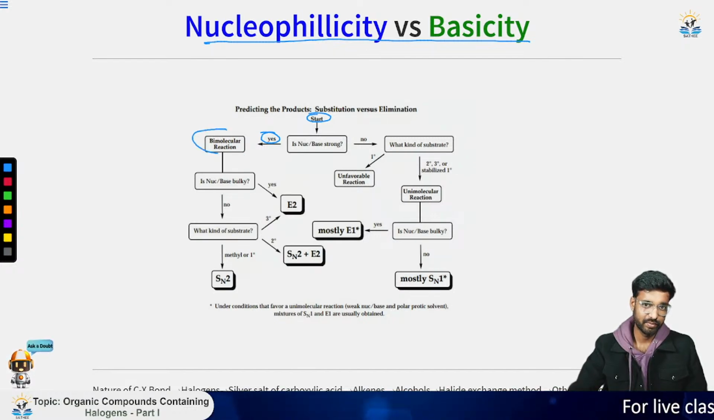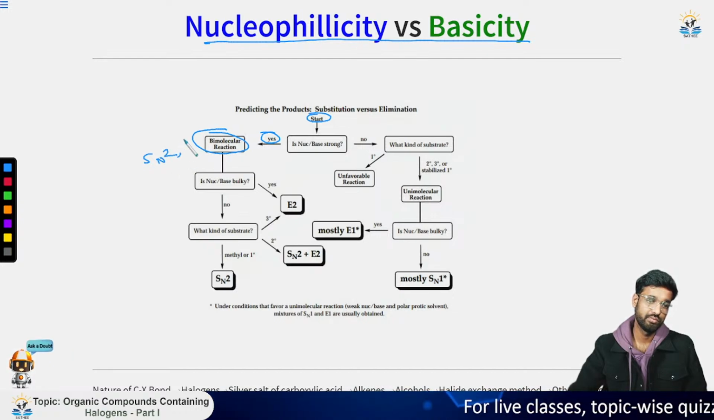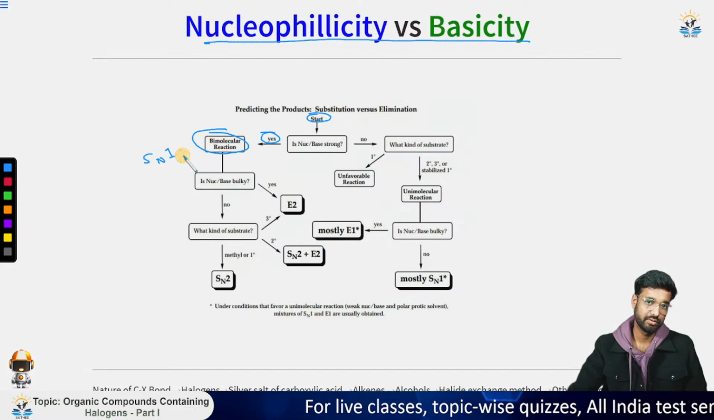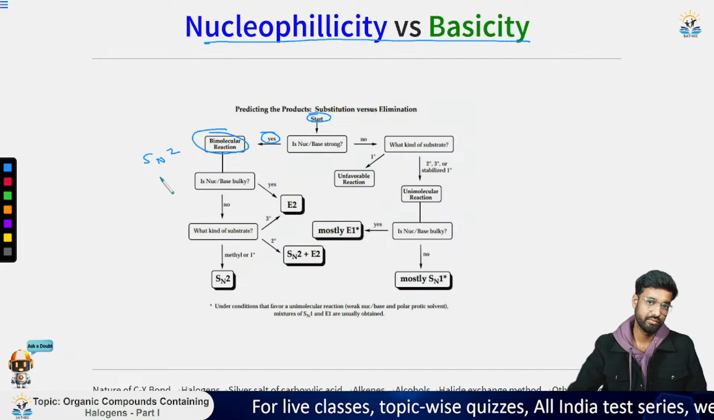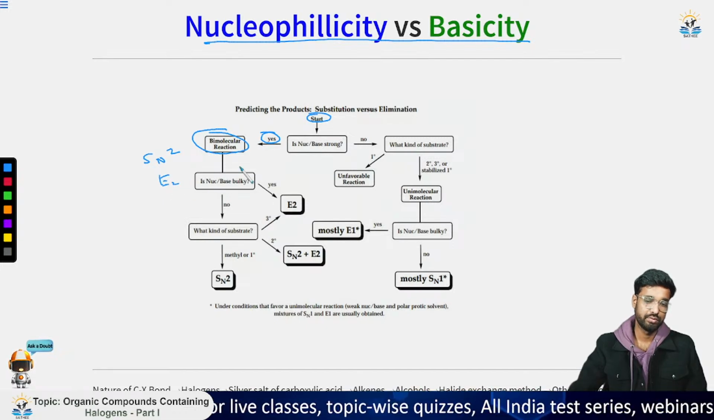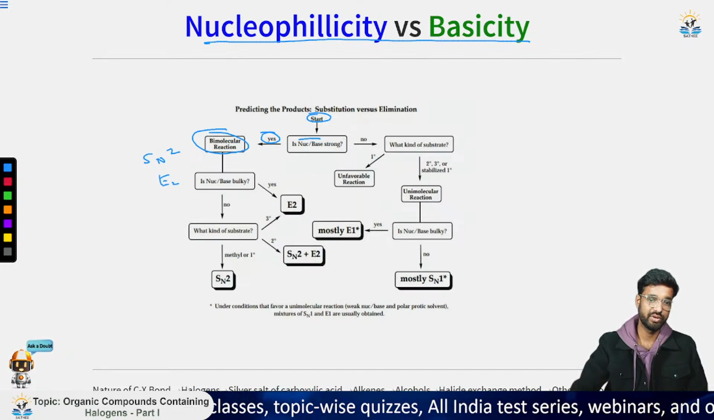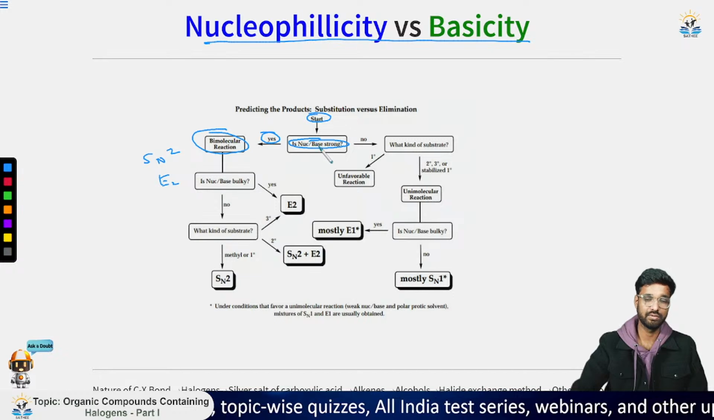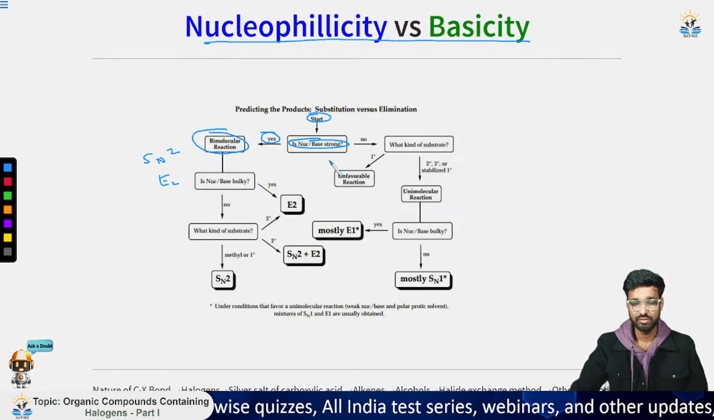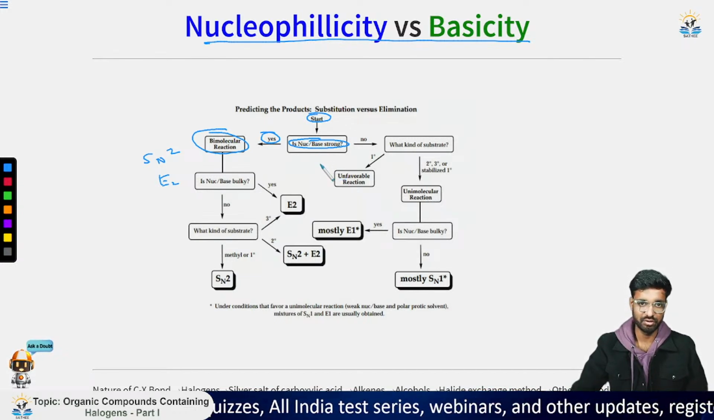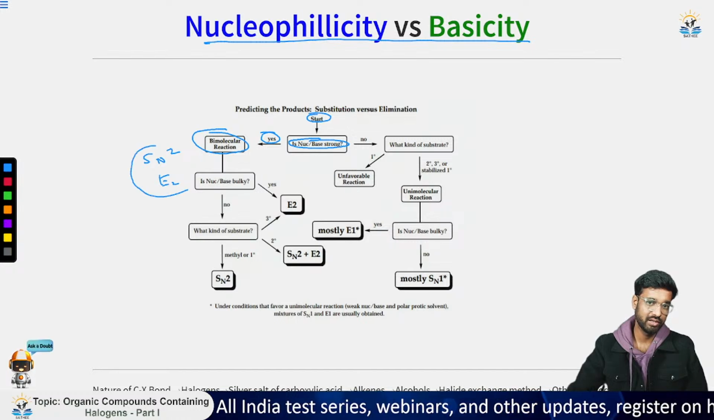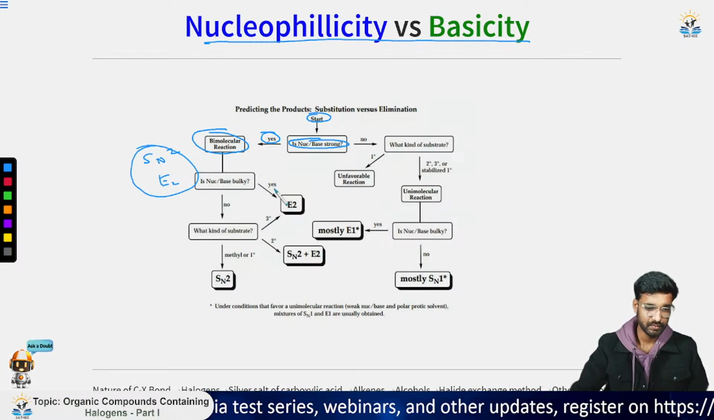Then it will take the bimolecular reaction. So whether it will be SN2 or E2. Sorry, SN2 or E2. So it is a very good concept. You can consider it for further references also. So if you are taking a strong base or a strong nucleophile, it can only do SN2 and E2. Now come the different cases.